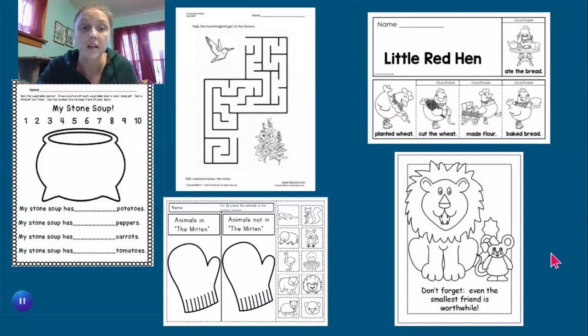We have the mitten and the hen could both be used for cutting and coloring. And then finally, the mouse and the lion is more of just a coloring sheet to relax at the end of the week. Please pause if you want a better look at each of these.